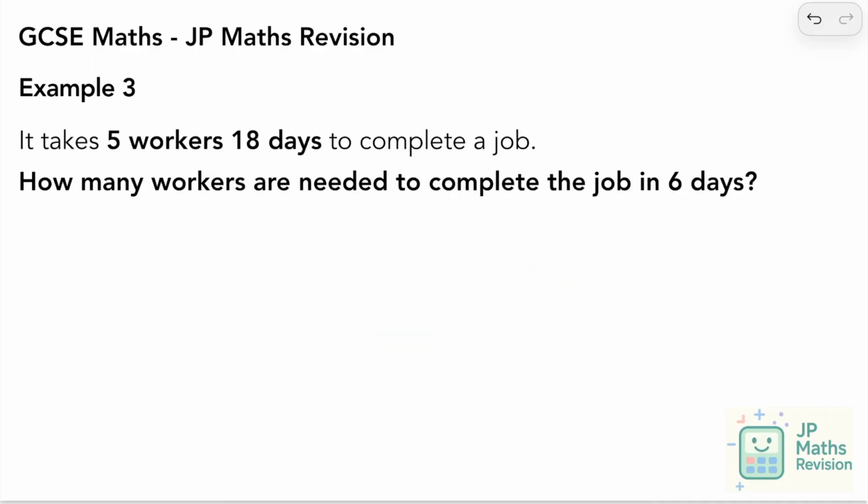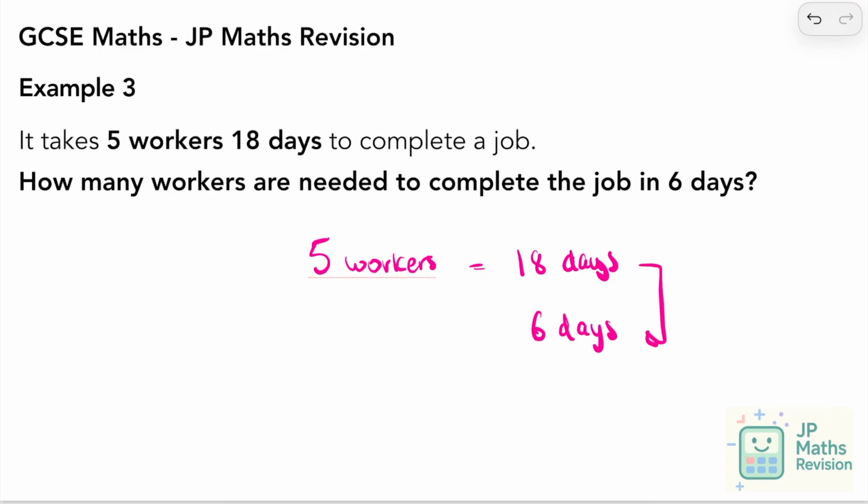Here's another example. So it takes 5 workers 18 days to complete a job. So how many workers would be needed to complete the same job in 6 days? So we know it takes 5 workers 18 days. So if we had 6 days, we have 3 times less days. So what we would need is 3 times as many workers.